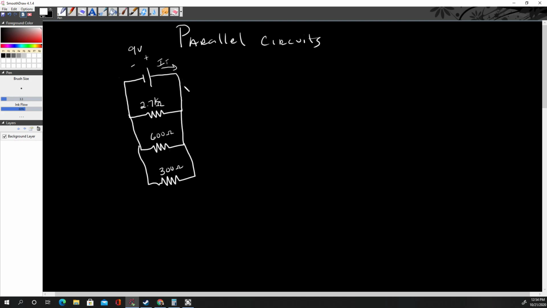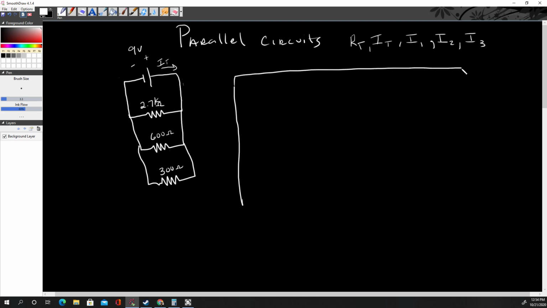But there are other currents. So in your problem, it's going to ask you for the main current. It's going to ask you for probably the total resistance, the total current, and the current through resistor 1, and the current through resistor 2, and the current through resistor 3. And they won't ask you for much else, I don't think. And the reason being is you'll see here in a second. So let's go ahead and get this started.